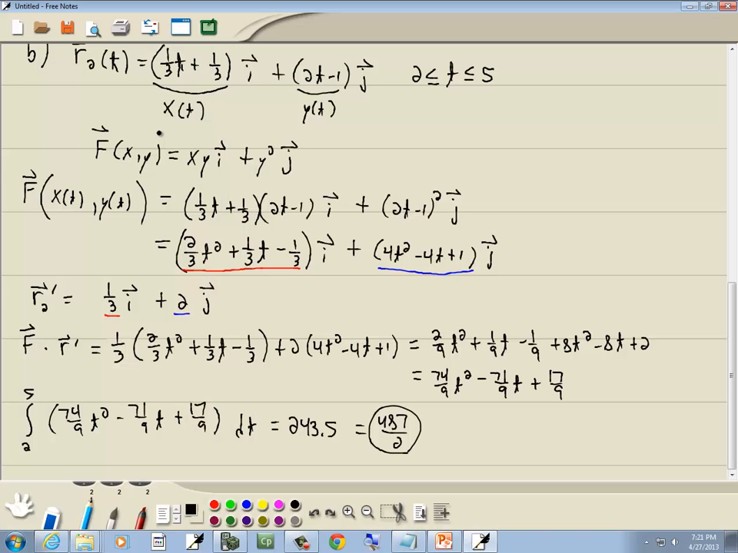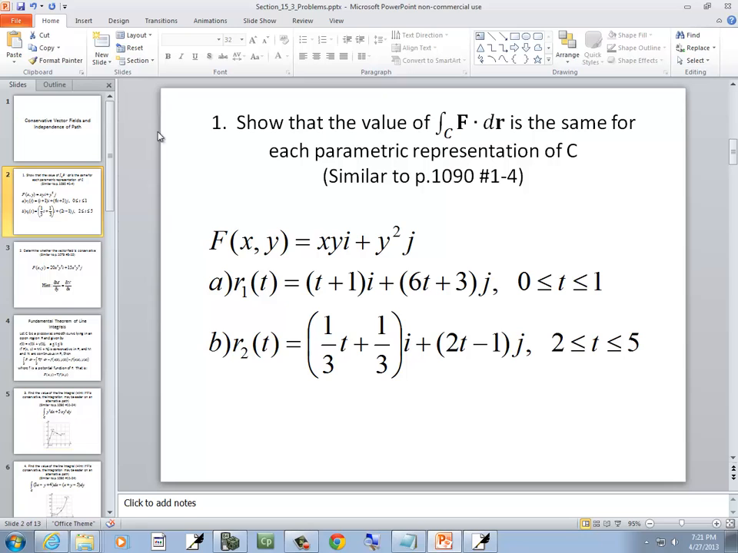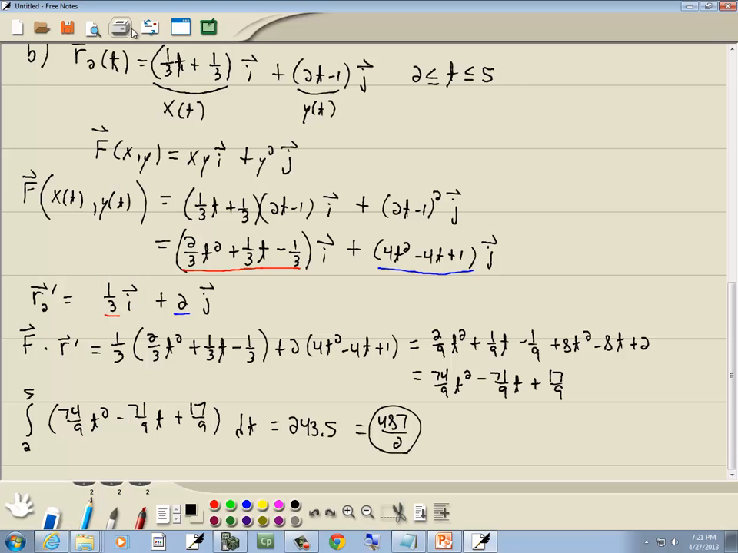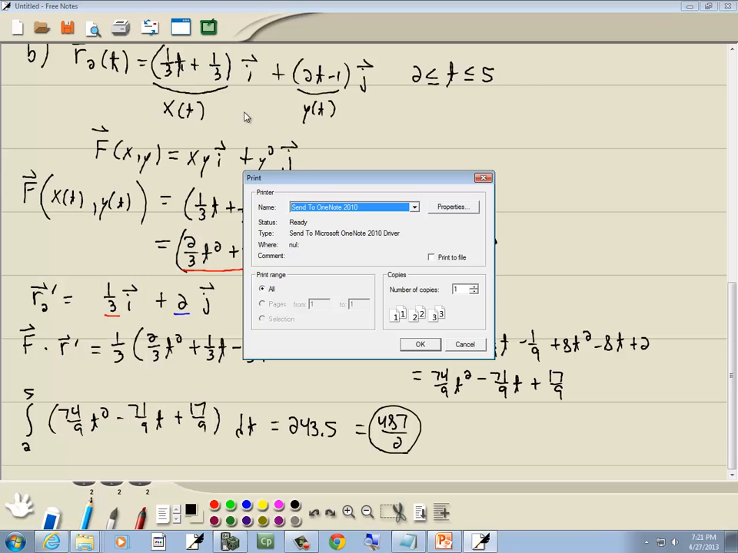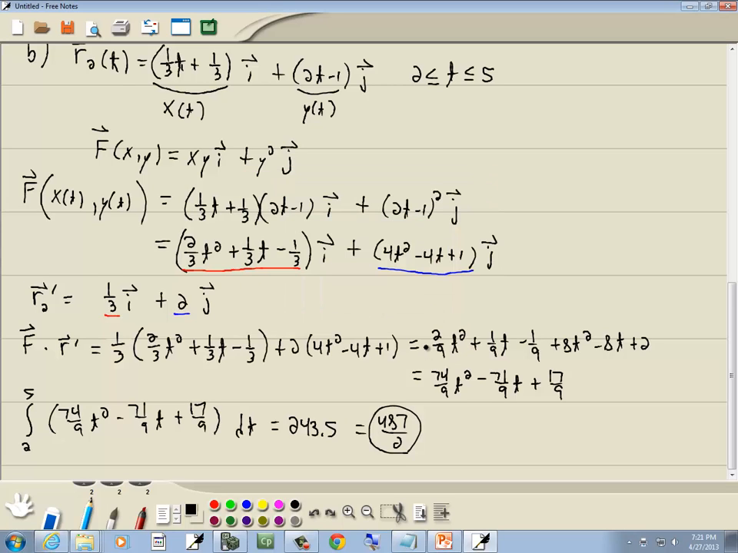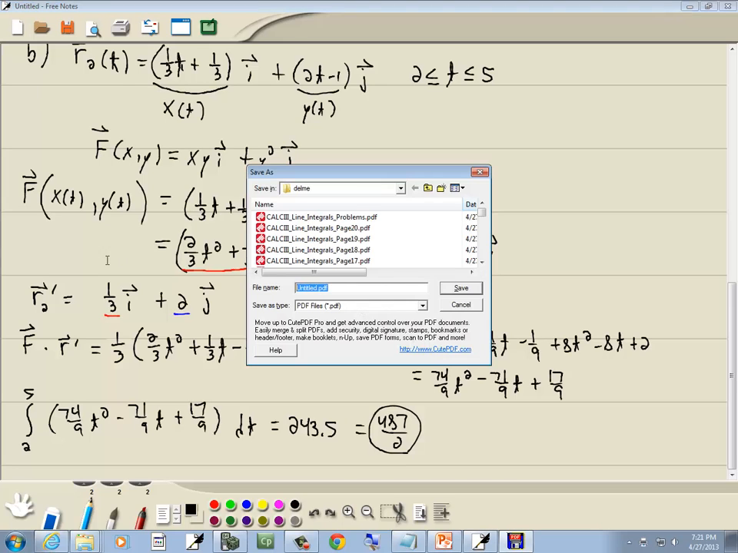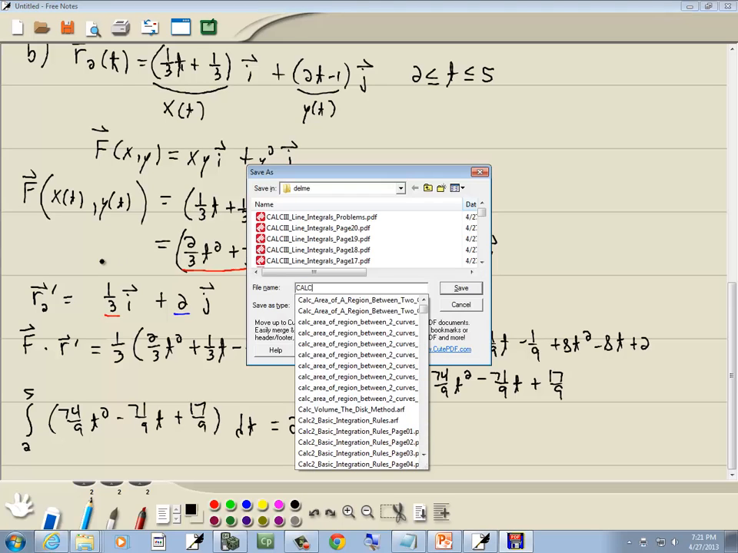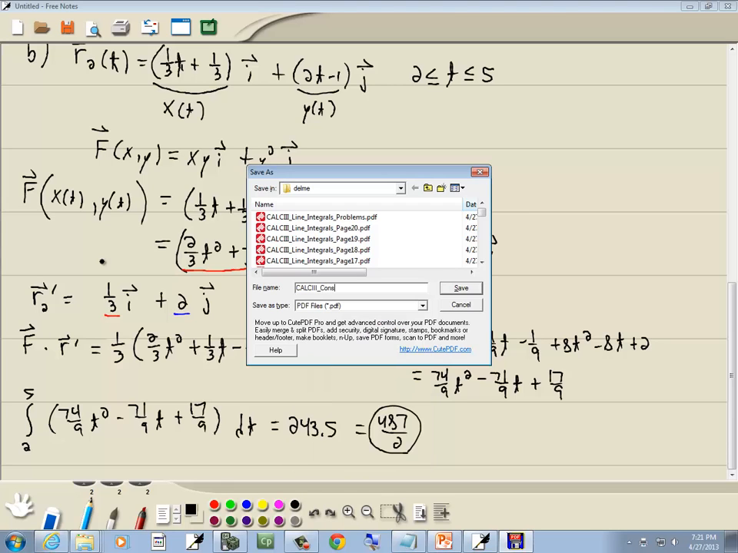So let me save this. This is conservative vector fields, page 01.pdf.